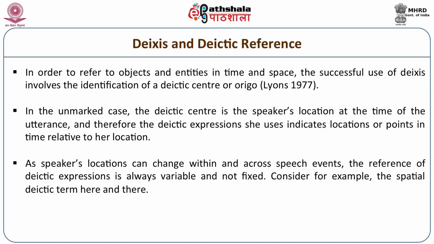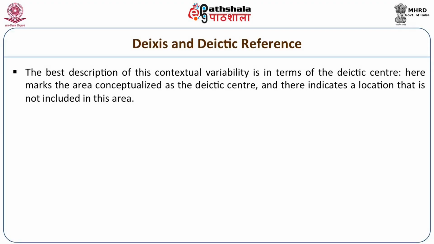Consider, for example, here and there. The spatial referent of these terms changes according to the speech context. The here, as in "here in my room" or "here in Delhi", does not refer to the same spatial location, though they both use here. Neither does there in "in the cupboard" or in the phrase "put it there". The best description of this contextual variability is in terms of the deictic center. Here marks the area conceptualized as the deictic center, and there indicates a location that is not included in this area.